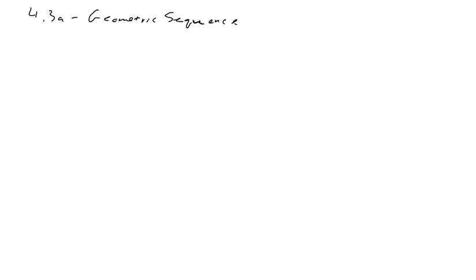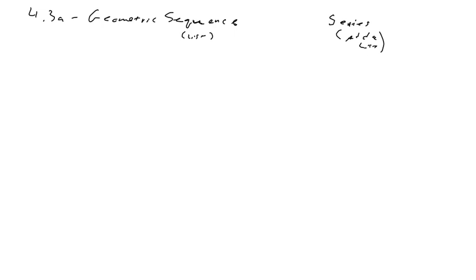A sequence is just a list of numbers, right? 1, 2, 3, 4. A sum is when you add them all up together. So a sequence is a list, and a series is when you add up that list. So we're going to talk about geometric series or sums today.